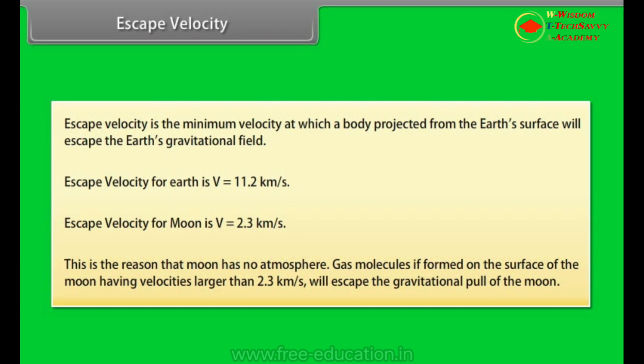This is the reason that Moon has no atmosphere. Gas molecules, if formed on the surface of Moon having velocities larger than 2.3 km per second, will escape the gravitational pull of the Moon.